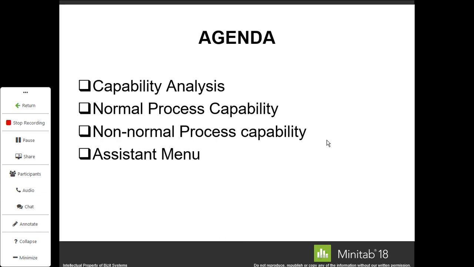So for the agenda today, we have the basics, plus capability analysis. We have normal process capability. We also cover process capability for non-normal data, and then we cover assisted binning for capability analysis. But for maybe 10 or 15 minutes, we cover the theory first before we go to the Minitab function.